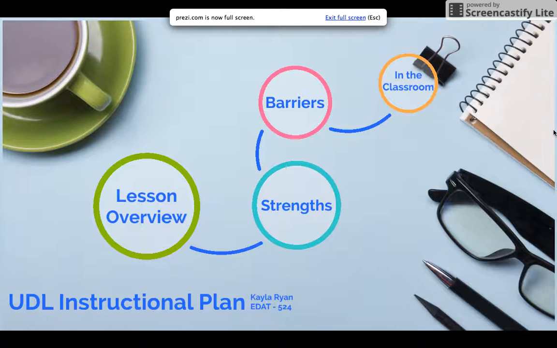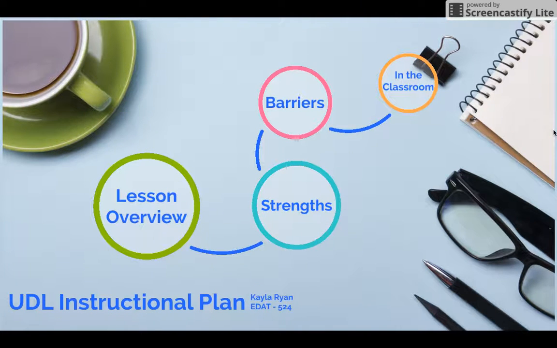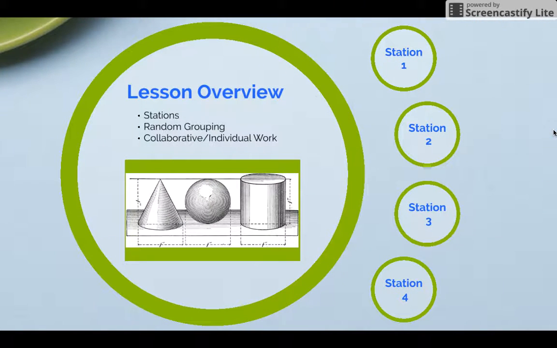Hi, today I'm going to be talking about how I used universal design for learning to plan a lesson for my 8th grade students on volume. Specifically, we were working on the volume of cylinders, cones, and spheres. I created 4 stations for students to work at. They were randomly grouped, and it was a good mix of collaborative and individual work.